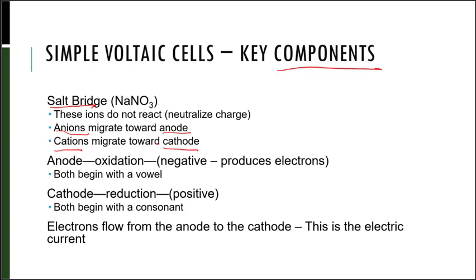How do we figure out which one's which? Well, the anode is where the oxidation happens. You can remember this because anode is a vowel, oxidation is a vowel. The cathode is where reduction occurs. Both begin with a consonant. Electrons flow from the anode to the cathode. This is the electric current. The anode produces the electrons, and the cathode is the positive electrode.